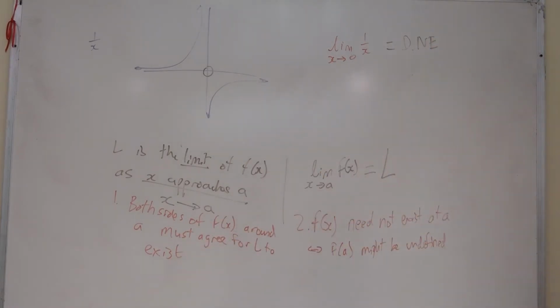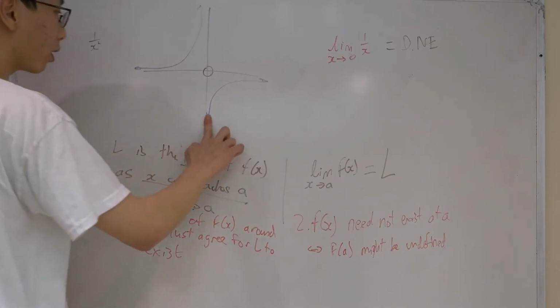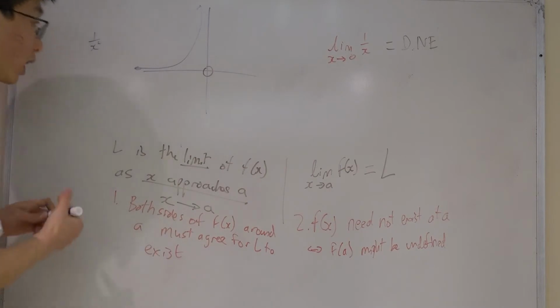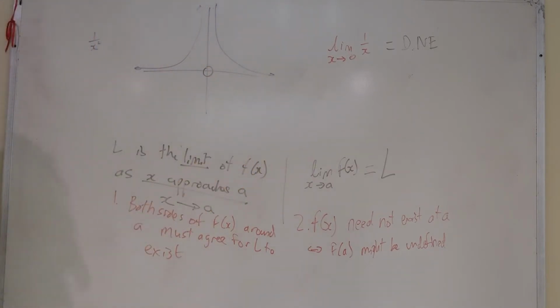But there's an even bigger issue. Even if they did agree, the limit would still not exist. And this is a very strange phenomenon. Let me just illustrate it by changing this function slightly to 1 over x squared. You can check on Desmos right now, just pause the video and check, that 1 over x squared is a function that looks like that.